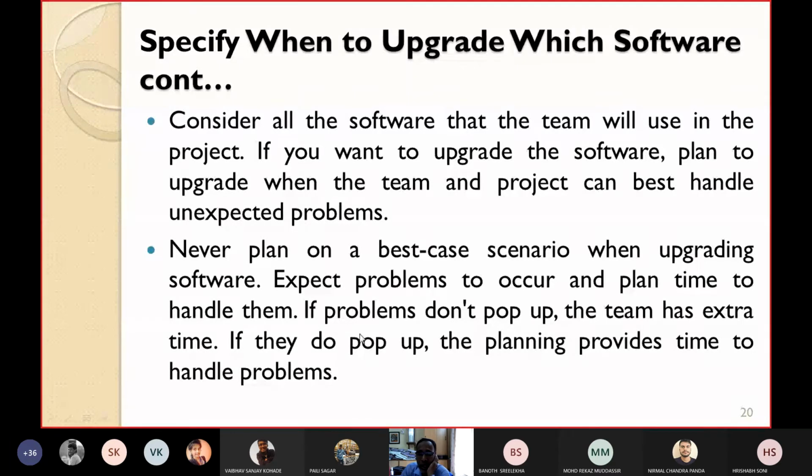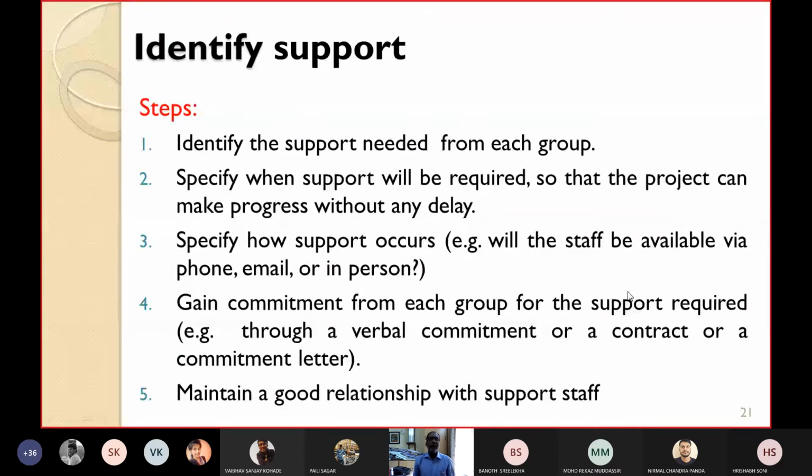But if the problems do pop up, then you have some time, and you can use this time to solve the problems, to handle the problems. So planning provides time to handle problems. Then the last one: I have told you three things we may require for the resources.